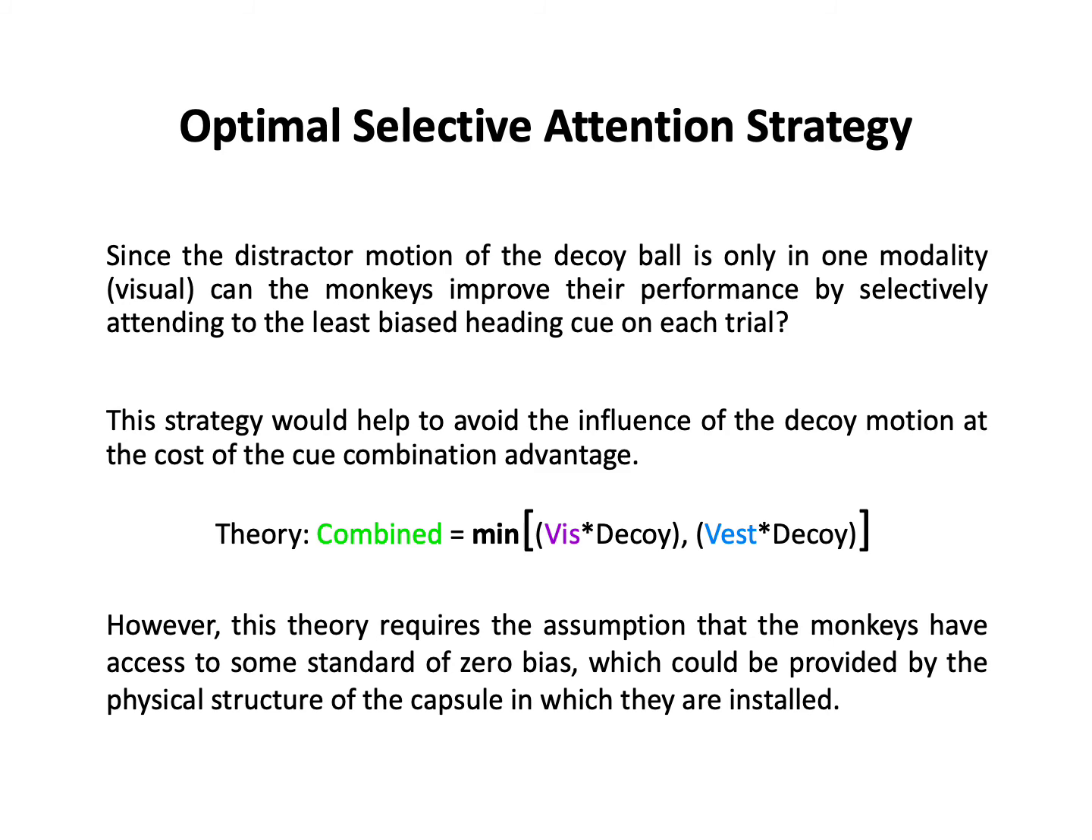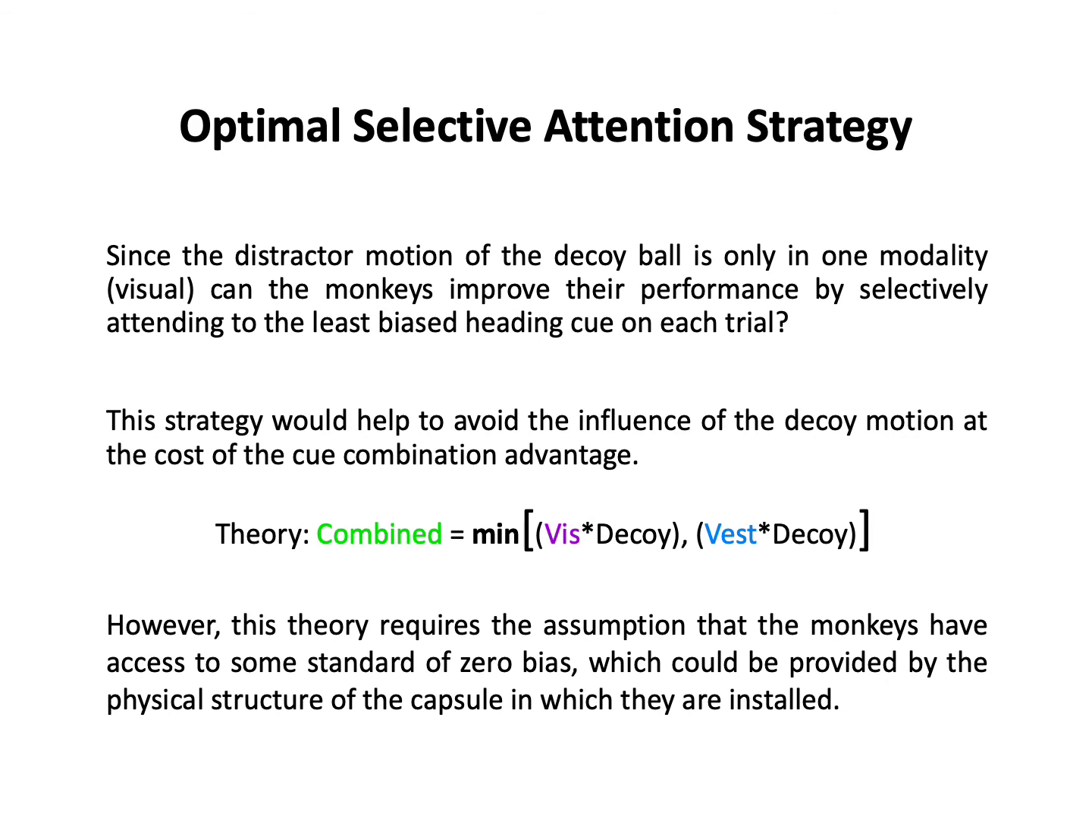To overcome this problem, we can consider an optimal selective attention strategy. Since the distractor motion of the decoy ball is only in one modality, the visual, can the monkeys improve their performance by selectively attending to the least biased heading cue on each trial? This strategy would help to avoid the influence of the decoy motion at the cost of the cue combination advantage. So the notion here is that the combined response is derived from the least biased of either the visual or the vestibular cue when presented in combination with the decoys.